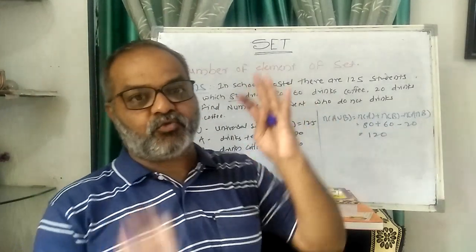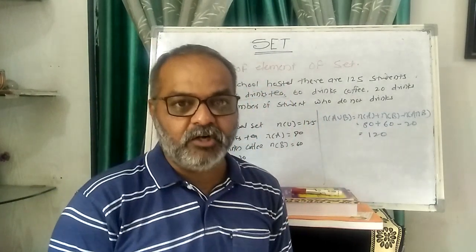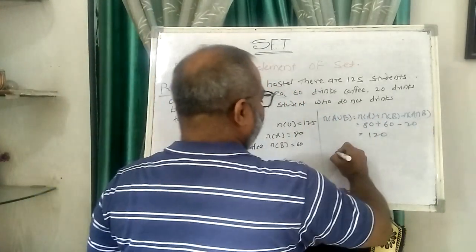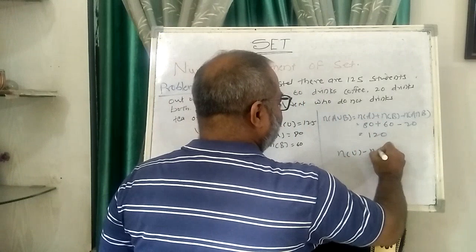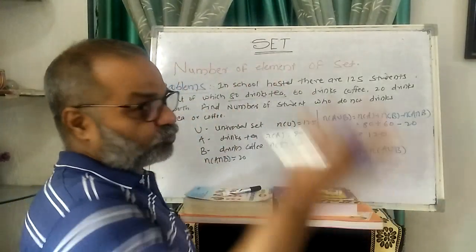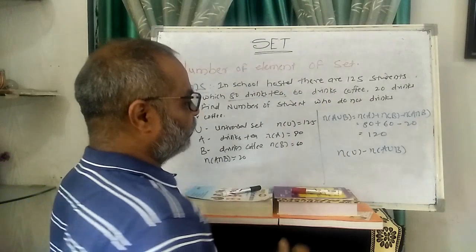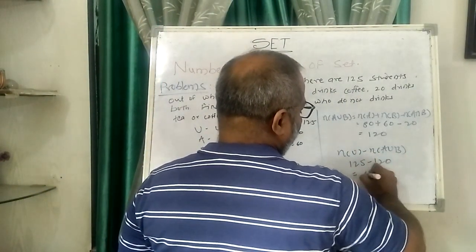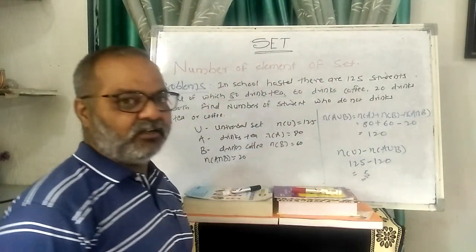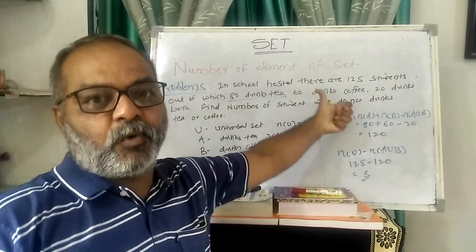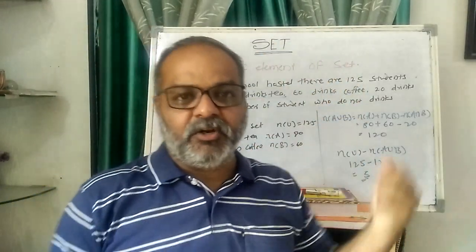Okay. But we need to find the students who do not drink tea or coffee. So it is n(U) minus n(A union B). So I subtract this from the universal set. n(U) is 125 minus 120. So what is the answer here? Here it is 5.